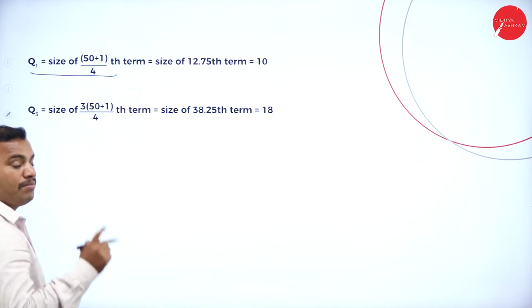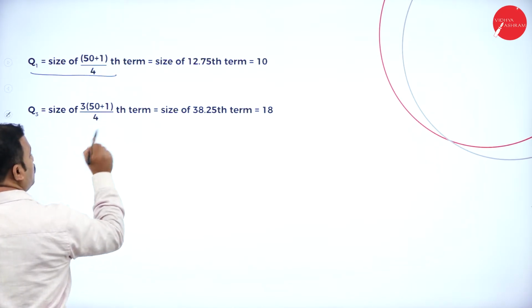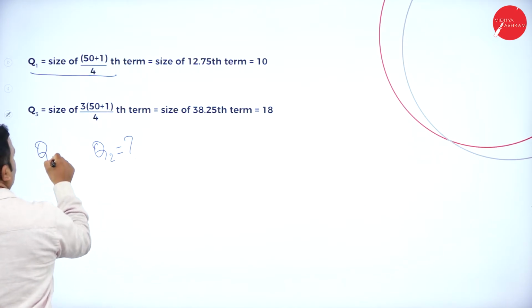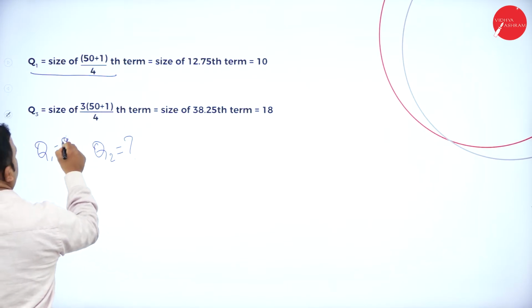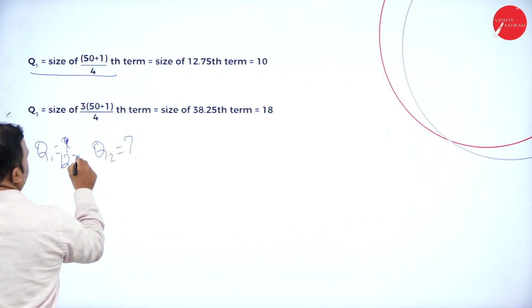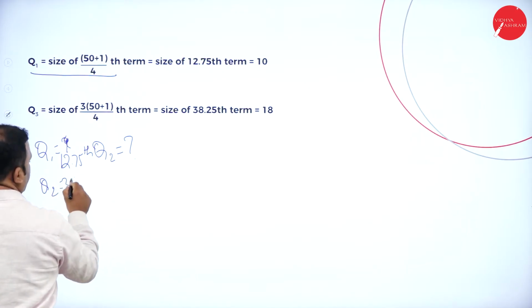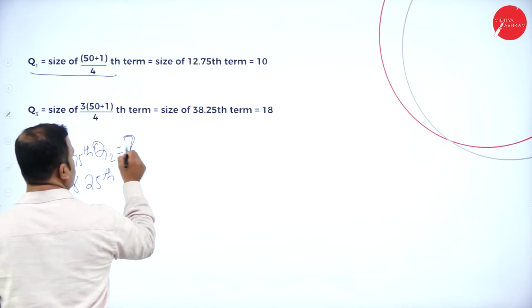That is Q1. What about Q2? We have to find out Q2. Q2 is equal to what? Q1 is found like 12.75th term and Q2 is found as the 38.25th term. Then what is the value of Q2?